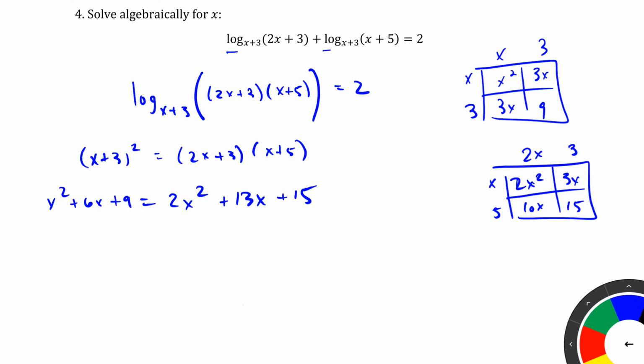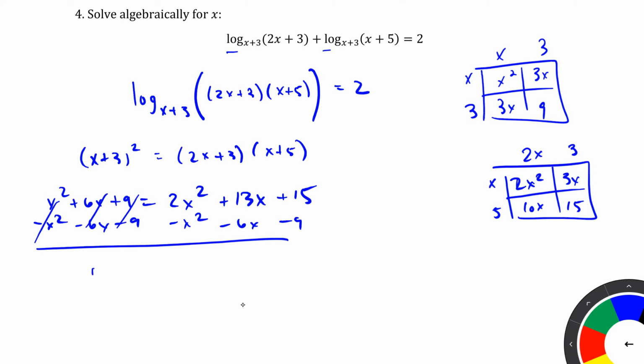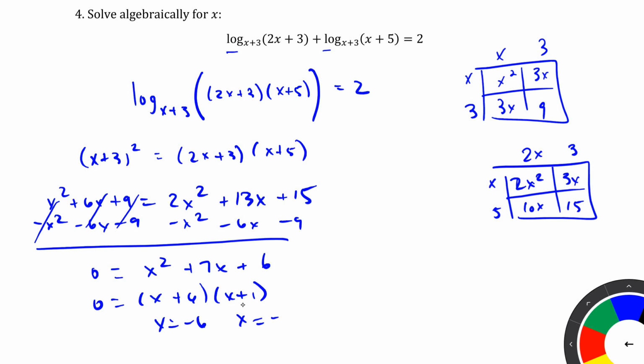Now in trying to get this equal to 0, we want to keep our x squared positive. So I'm going to subtract x squared, 6x, and 9. I'm going to subtract that whole thing from this other side, so that all this cancels, giving me 0 equals x squared plus 7x plus 6. Then we could go through and factor: x plus 6, x plus 1. We get answers of -6 and -1.